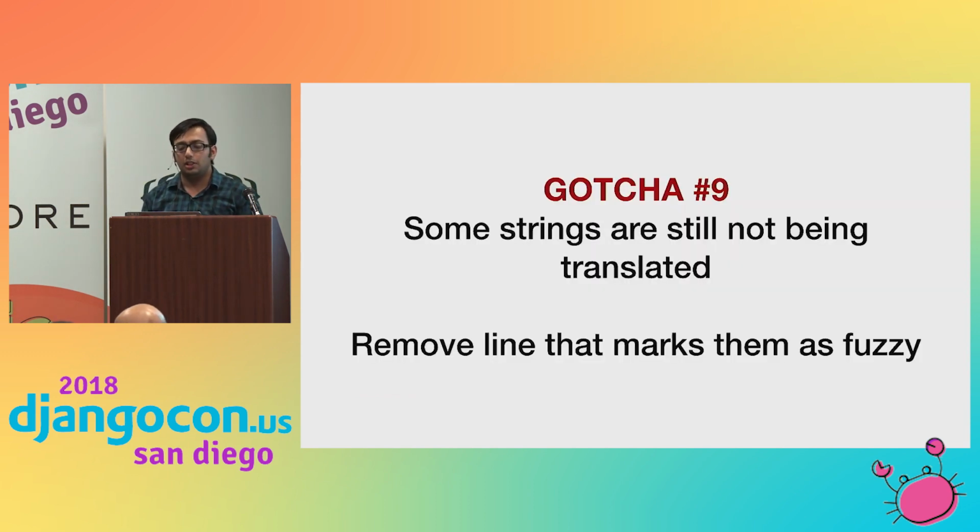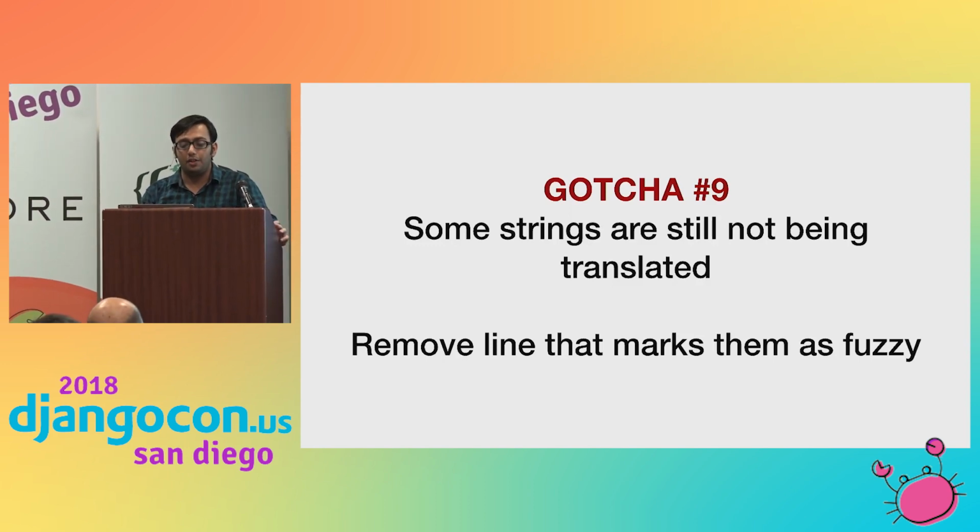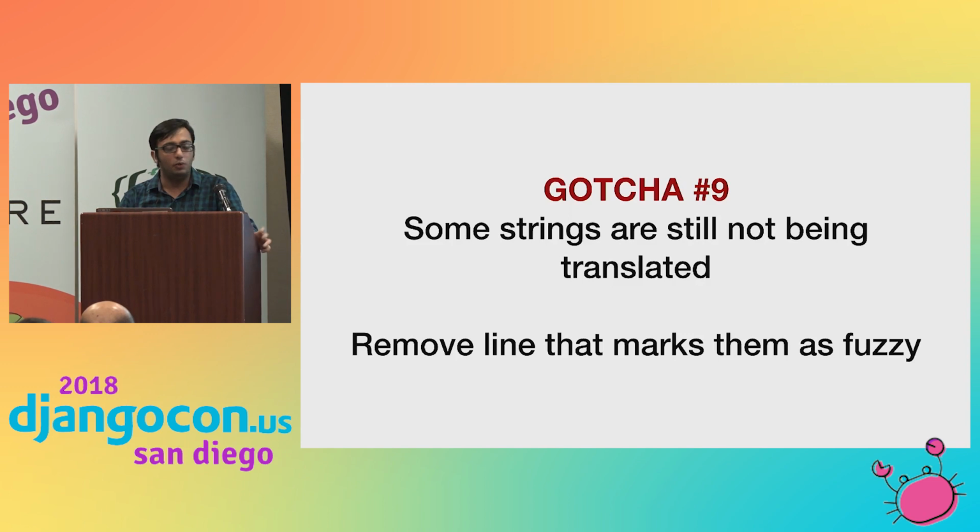Gotcha 9. Some strings are still not being translated. If you go into your django.po files, they would have been marked as fuzzy. These are strings that Django marked as fuzzy because they want your translator to have a second look at them. Once you're sure that the translation is perfect, you can remove that fuzzy line and compile the messages again, and the translation would work.